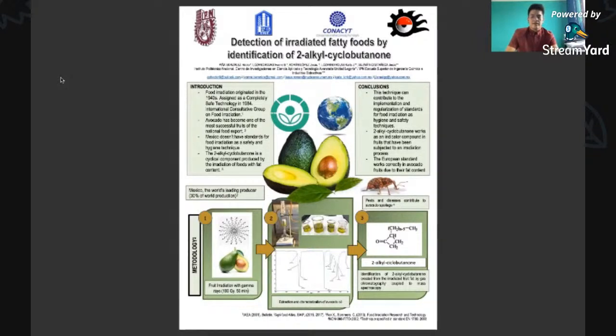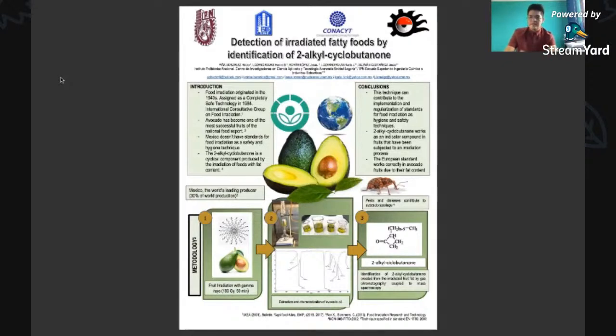The oil extraction is performed using n-hexane as solvent, which will extract the avocado oil from the solid phase. After this recuperation, the solvent is eliminated by distillation. The oil obtained will be analyzed by gas chromatography coupled to a mass spectrometer. This technique separates the components of the oil to isolate the 2-alkyl-cyclobutanol and identify it by its representative ions on the mass spectrometer. Finally, detection will confirm an irradiated avocado.